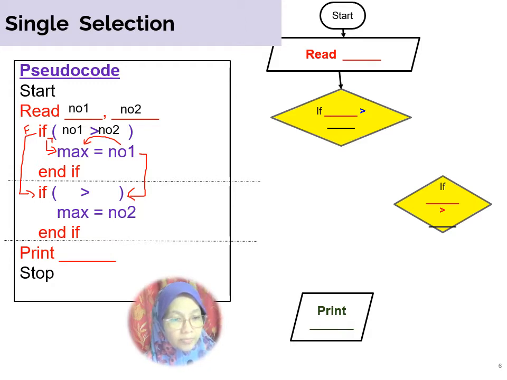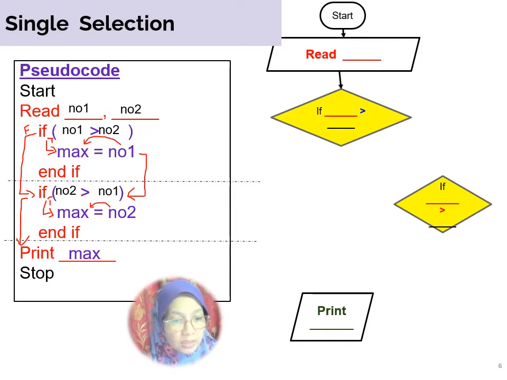if. Number 2, is number 2 more than number 1? What should you do? If this case is true, then this statement will be executed: number 2 is assigned to max. If false, for sure, number 2 is not more than number 1. So if false, what should you do? Print only max. Max is the value in the max, and then n.